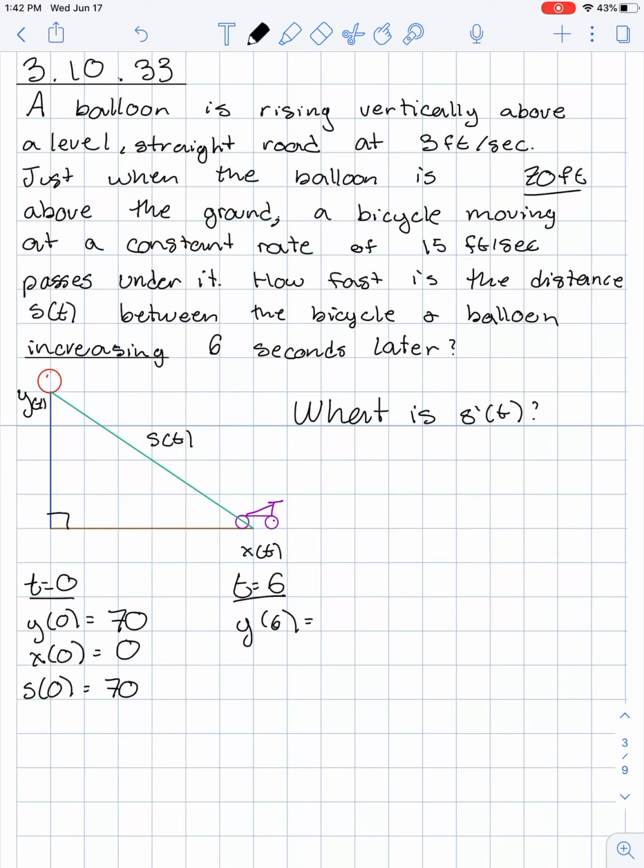So at t equals 6, if I start at 70 and the balloon is going up, how fast? 3 feet per second. That's going to be y prime, 3 feet per second. We're also given x prime. It is 15 feet per second.